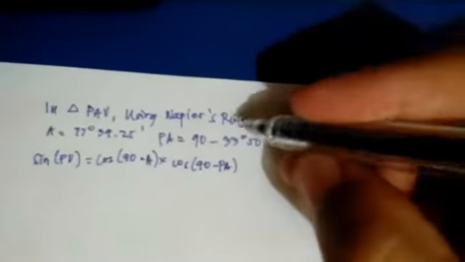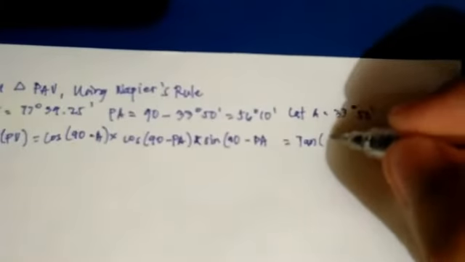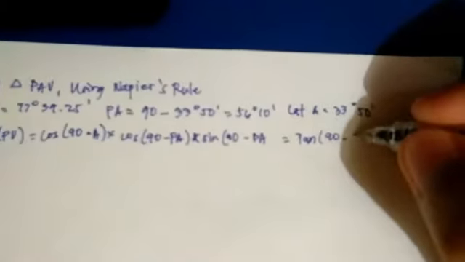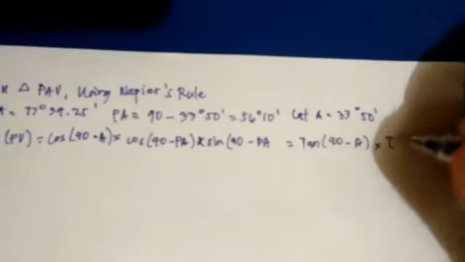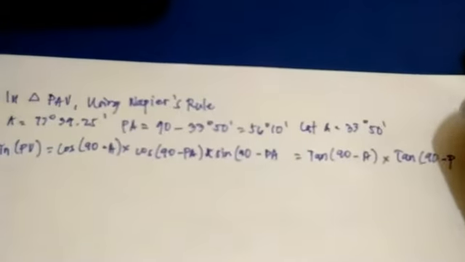So we will use the formula: sine PV, position of vertex, is equal to cos 90 minus latitude A times cos 90 minus PA, and sine times sine 90 minus PA is equal to tan 90 minus latitude A times tan 90 minus PA.